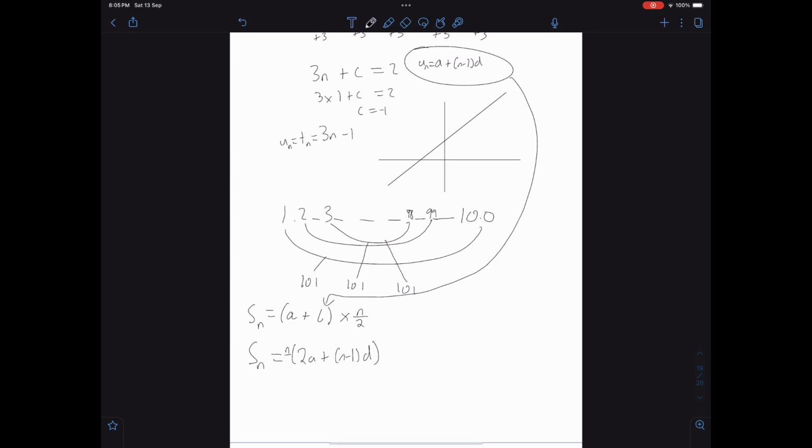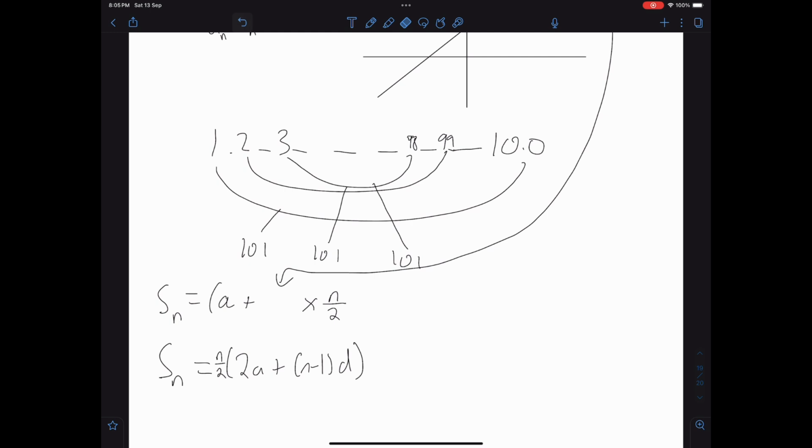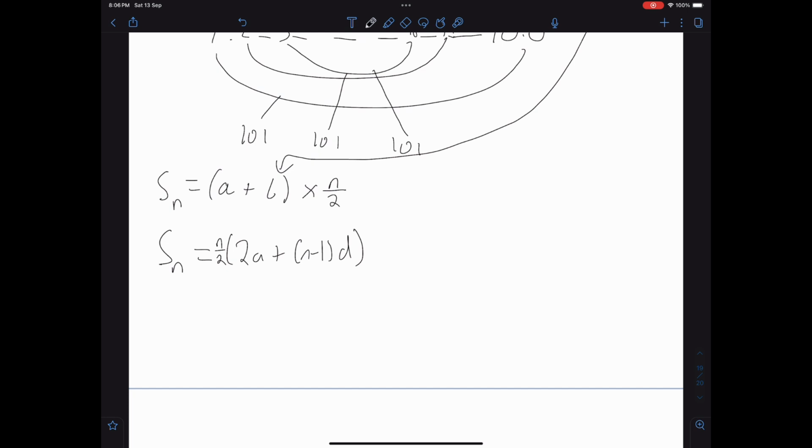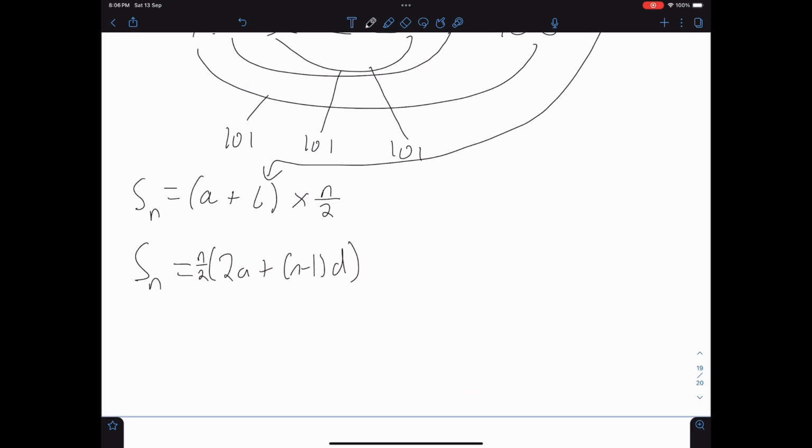And generally the n over 2 is at the front. Sometimes if it does give you the last term, you may have to figure out the number of terms in it based on the common difference and the first term, so you can find the sum. But that's not that hard. This topic isn't particularly difficult. You just need to know how to do algebra.